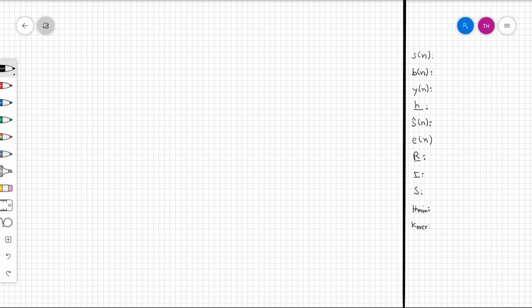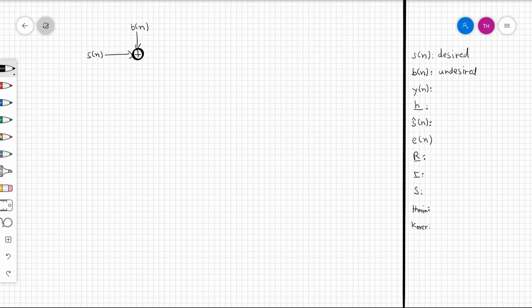I will do this using the noise reduction application. Within this application, we start with the signal S of n. And this signal is our source signal. In the lecture, it is very often a speech signal, but it doesn't have to be. The most fitting terminology is actually to simply call S of n the desired signal. The other signal we have is B of n, which is a noise signal, also referred to as the undesired signal. Important is that B of n is additive to S of n.